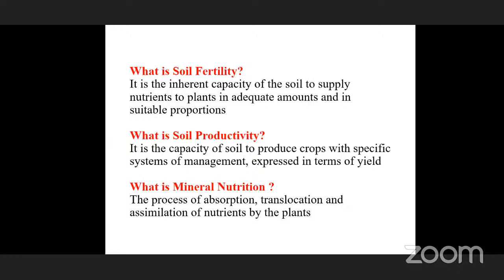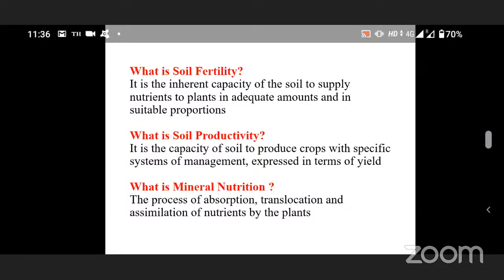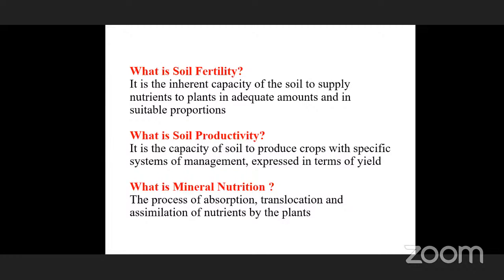And mineral nutrition has a three-tier system: absorption, translocation, and assimilation of nutrients by the plants. First, if any nutrients are present in the soil, they have to be absorbed by the roots. If they are not absorbed, the presence of nutrients in the soil is also a waste. So it has to be absorbed. Then it has to be translocated to the site of action. Then it has to be assimilated.